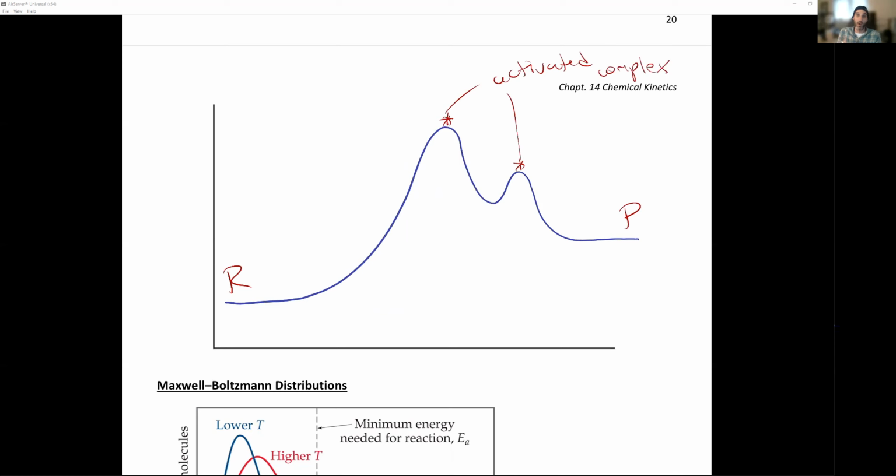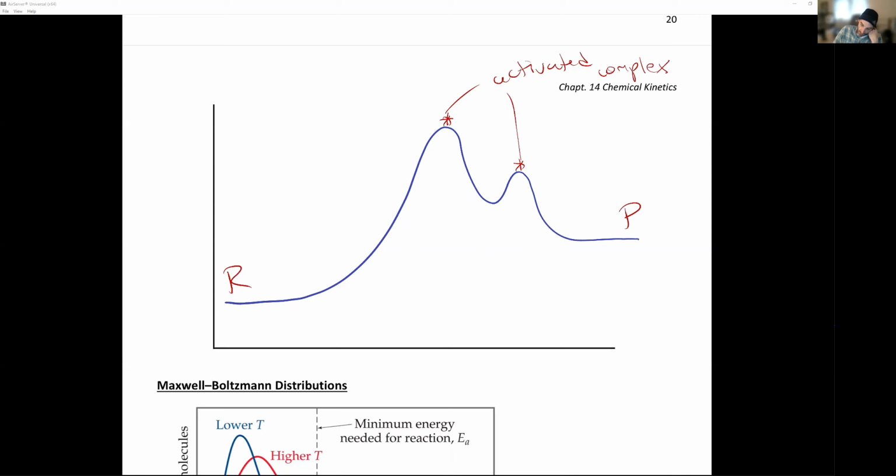In fact, you should probably pause this and tell me: what is the activation energy of the forward reaction? What is the activation energy of the reverse? And what is the delta H? Is it positive or negative? Show me those energy changes. I would do that. All right, and now I will show you.